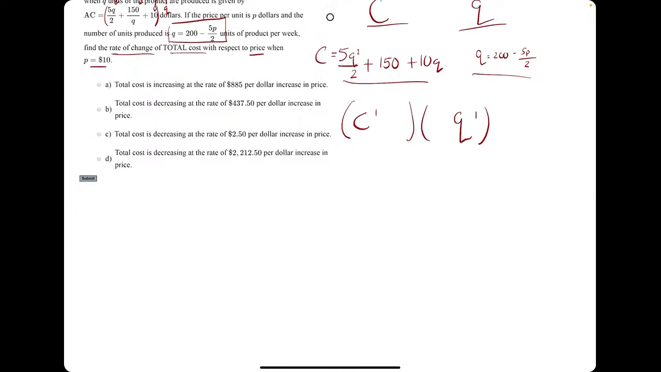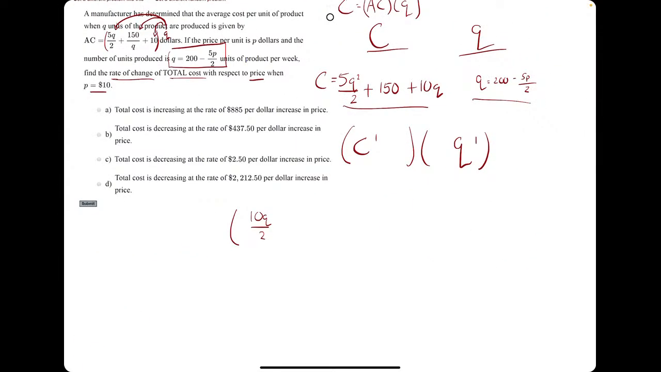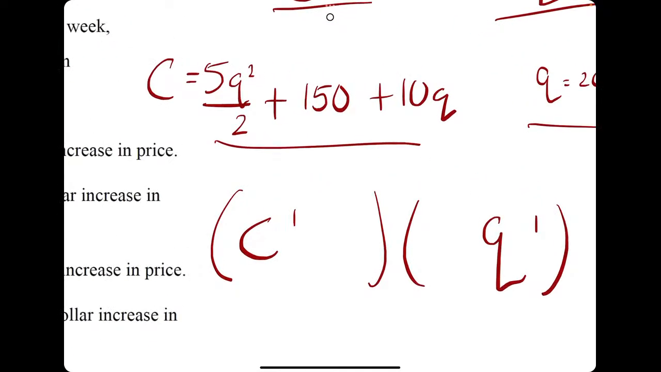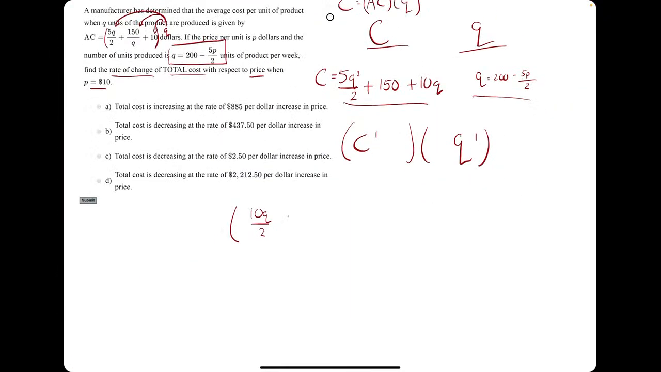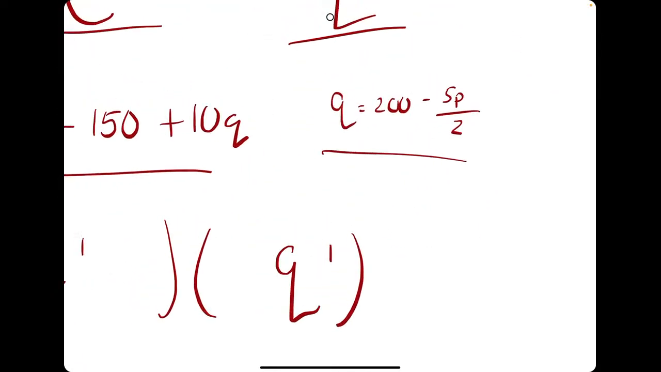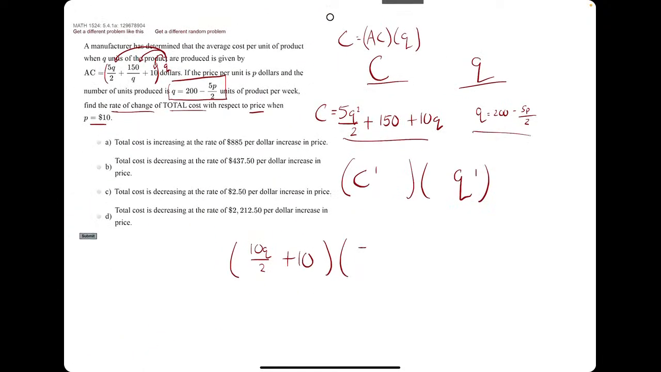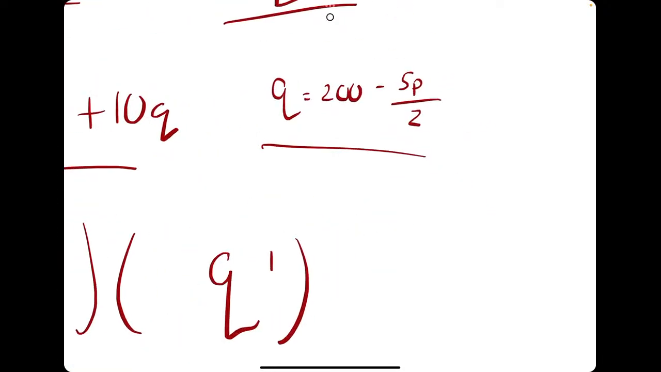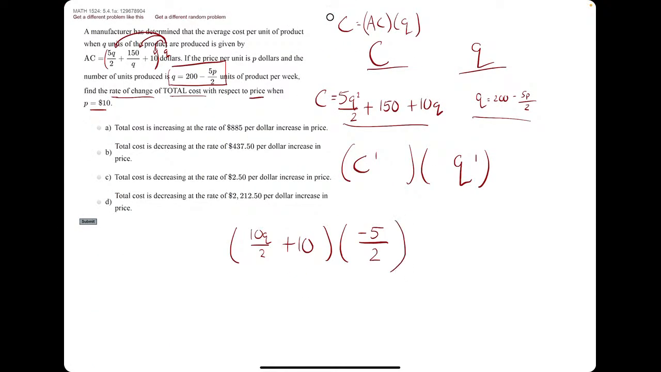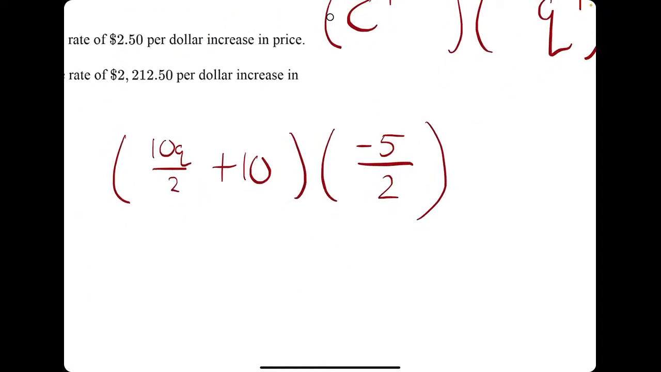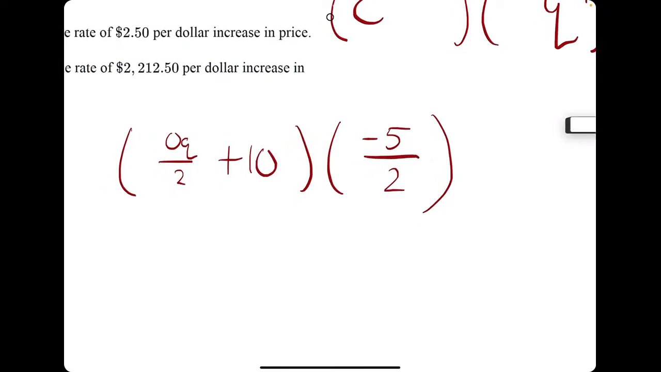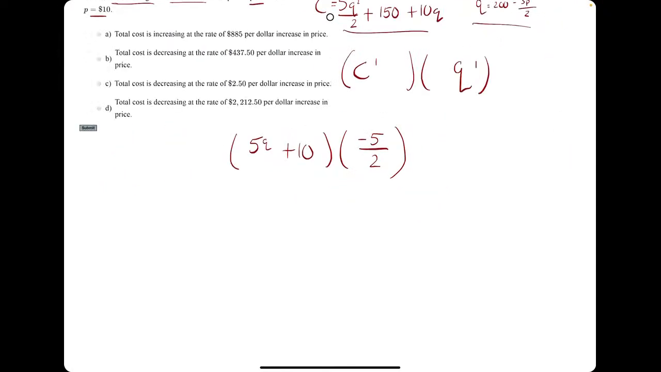5Q squared goes to 10Q. We leave the 2 on the bottom. Anytime we have a constant on the bottom, we can just leave it be. 150 is a constant. Derivative goes to 0. 10Q goes to 10. That's C prime. Now Q prime is the derivative of Q. 200 goes to 0. Minus 5P goes to negative 5. And then the 2, the constant on the bottom, stays unchanged. Over here, we can simplify the 10 divided by 2 to get 5.